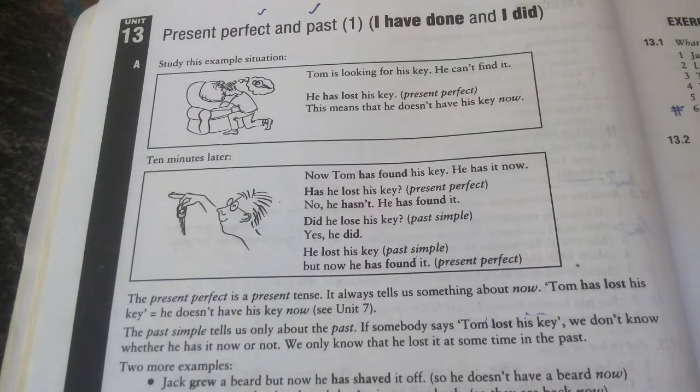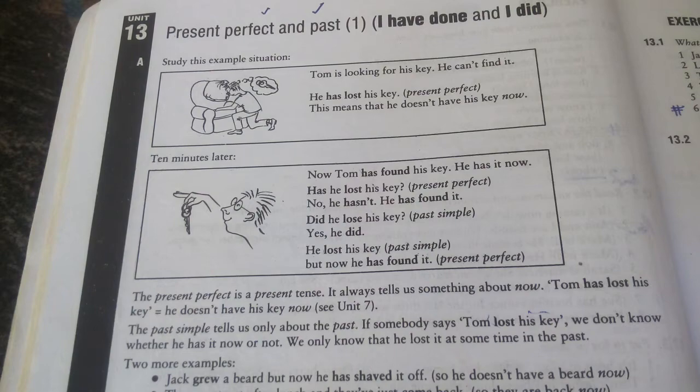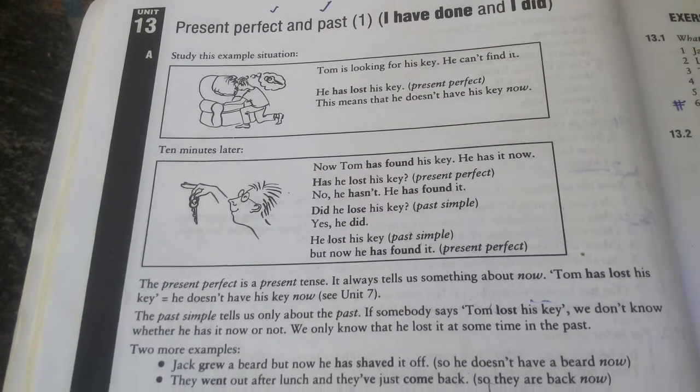Now Tom has found his key. He has it now. Has he lost his key? That is present perfect. No, he hasn't. He has found it. Did he lose his key? Yes, he did. He lost his key, but now he has found it.